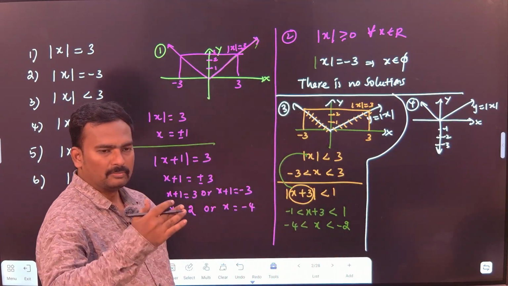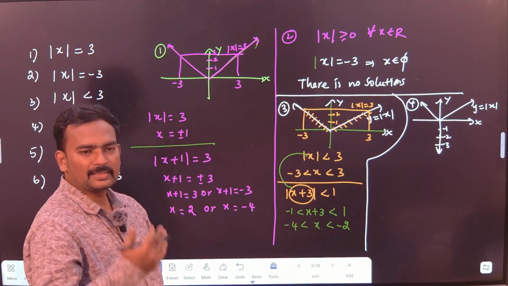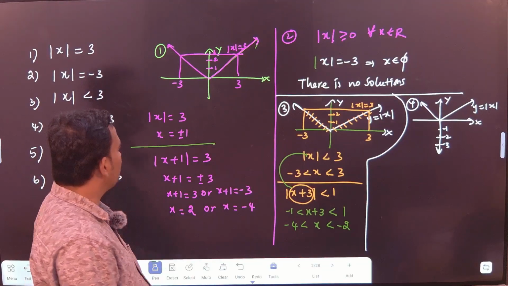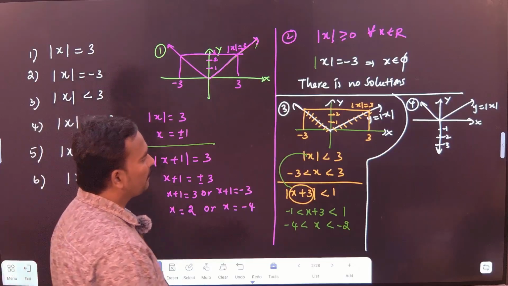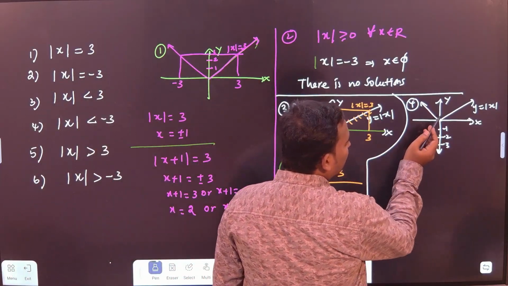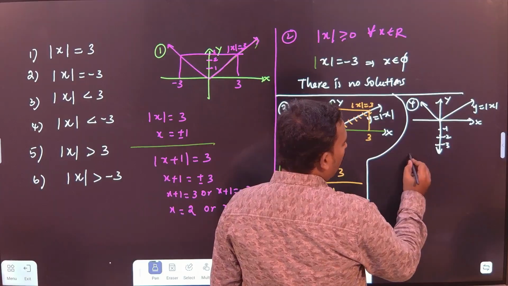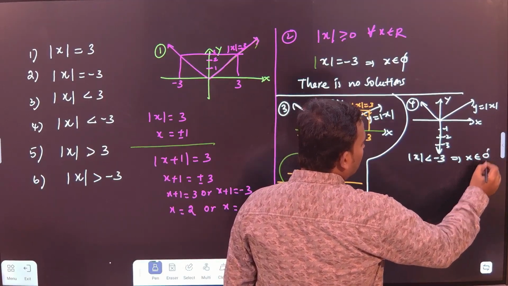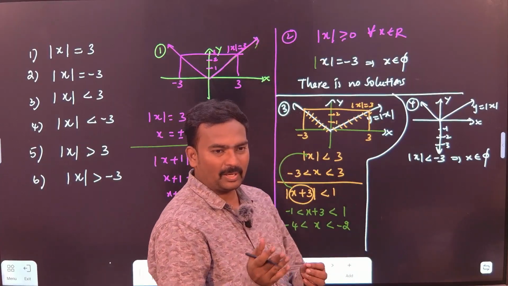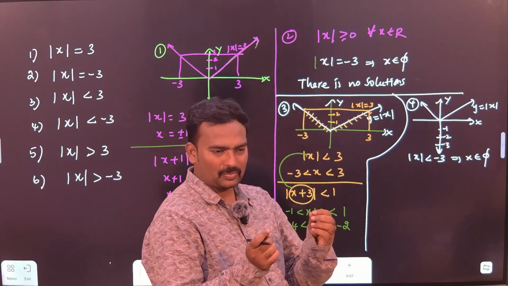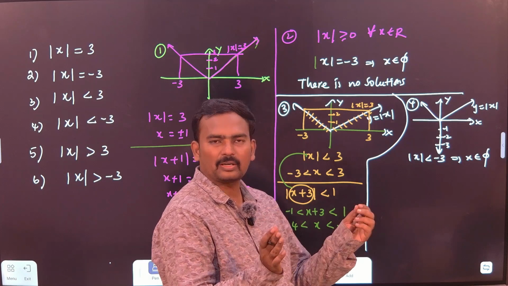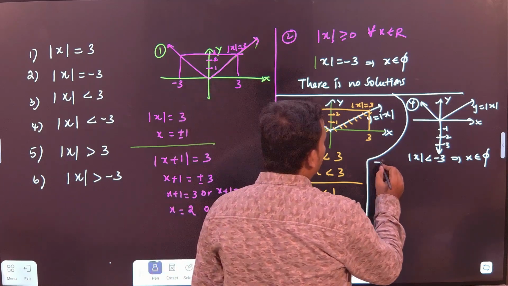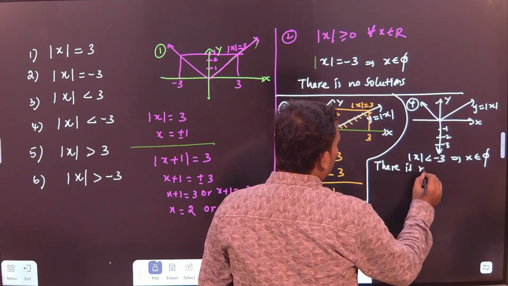Right? Mod x is less than minus 3 means what? No solution is possible, right? Because we know that mod x is always greater than or equal to 0. So mod x is not negative, but they are telling that mod x is less than minus 3. So that means x belongs to the empty set. Because less than minus 3 means minus 3, minus 4, minus 5, so all the negative numbers will come, which is not at all possible. Modulus is always positive. Therefore, there is no solution.